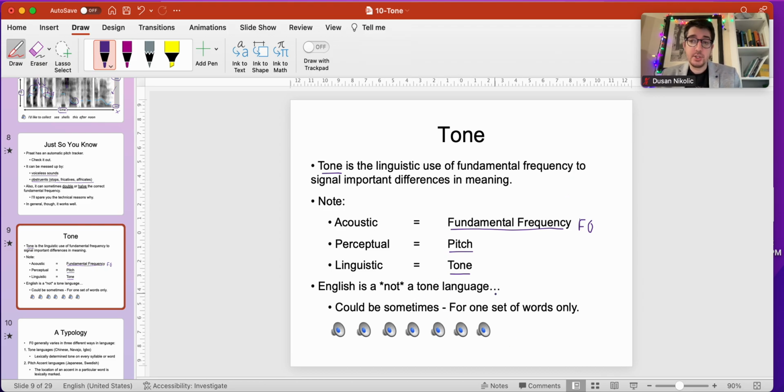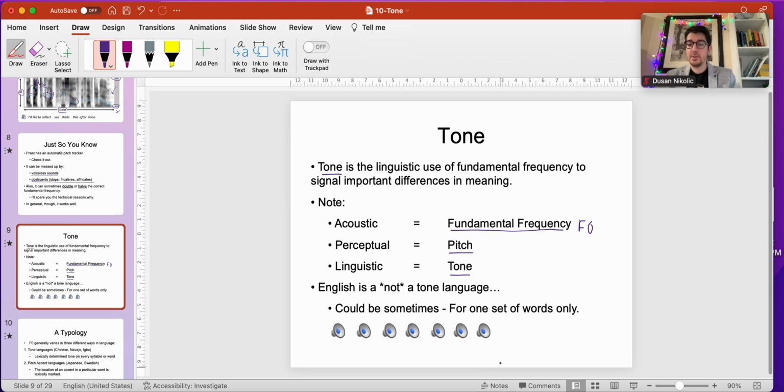English is not a tone language. It could be sometimes, for one set of words only. Yeah, this is a fun little experiment where you can see how tone can determine meaning in English, but this tone is not what we refer to as word property. It's not lexical, it's above that, and we do not consider English a tone language.